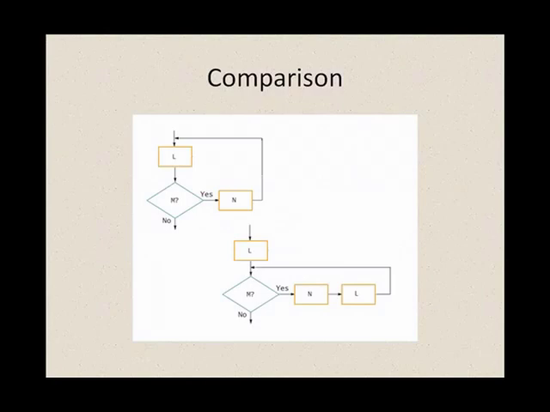Let's compare the original and the structured version. In both cases, you perform step L, then you ask M. If the answer to M is yes, you do step N, and in both cases, you then do step L. After L, you always ask M again. If M is yes, you do N and L, and ask M again. If M is no, the logic ends. Both flowcharts do the same thing, but the first one is unstructured, the second one is structured.